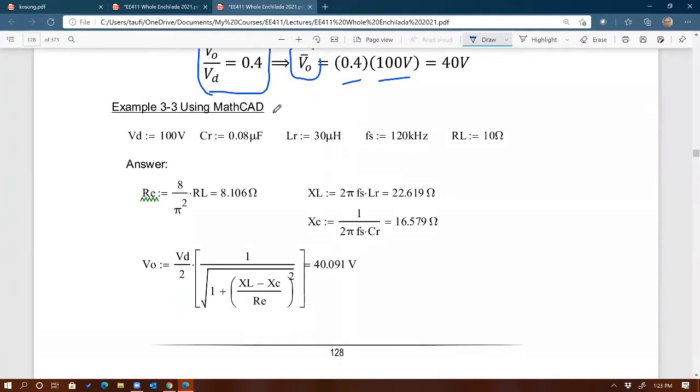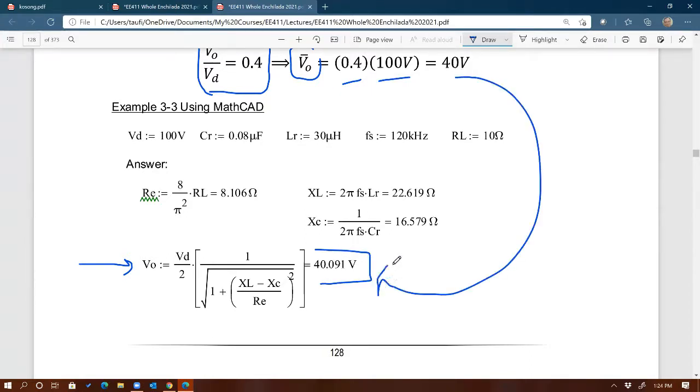I also used the other method. I used the equation instead of the graph, using MATHCAD, and I typed in the equation for the output voltage without using the graph. Look at what I got, 40.091. Pretty close, right? Not bad. So the graphical method agrees with the equation in this case.